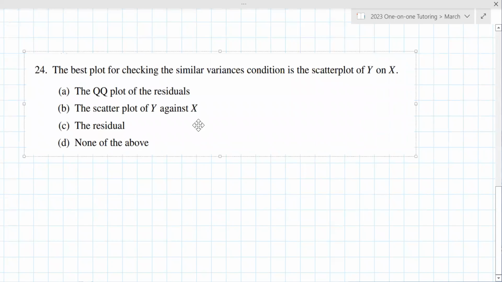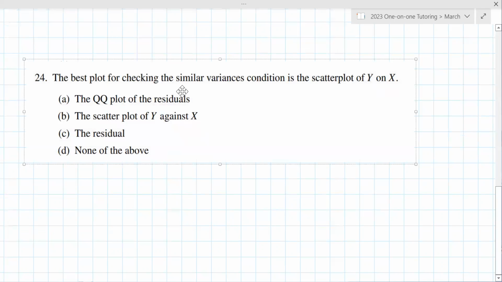So you're talking about this earlier. The best plot for checking similar variance conditions is the scatter plot of y on x. I don't know, it's worded kind of strange. Did you guys do any QQ plotting? Yes, like we did to start out? Okay. So that's what I would assume.